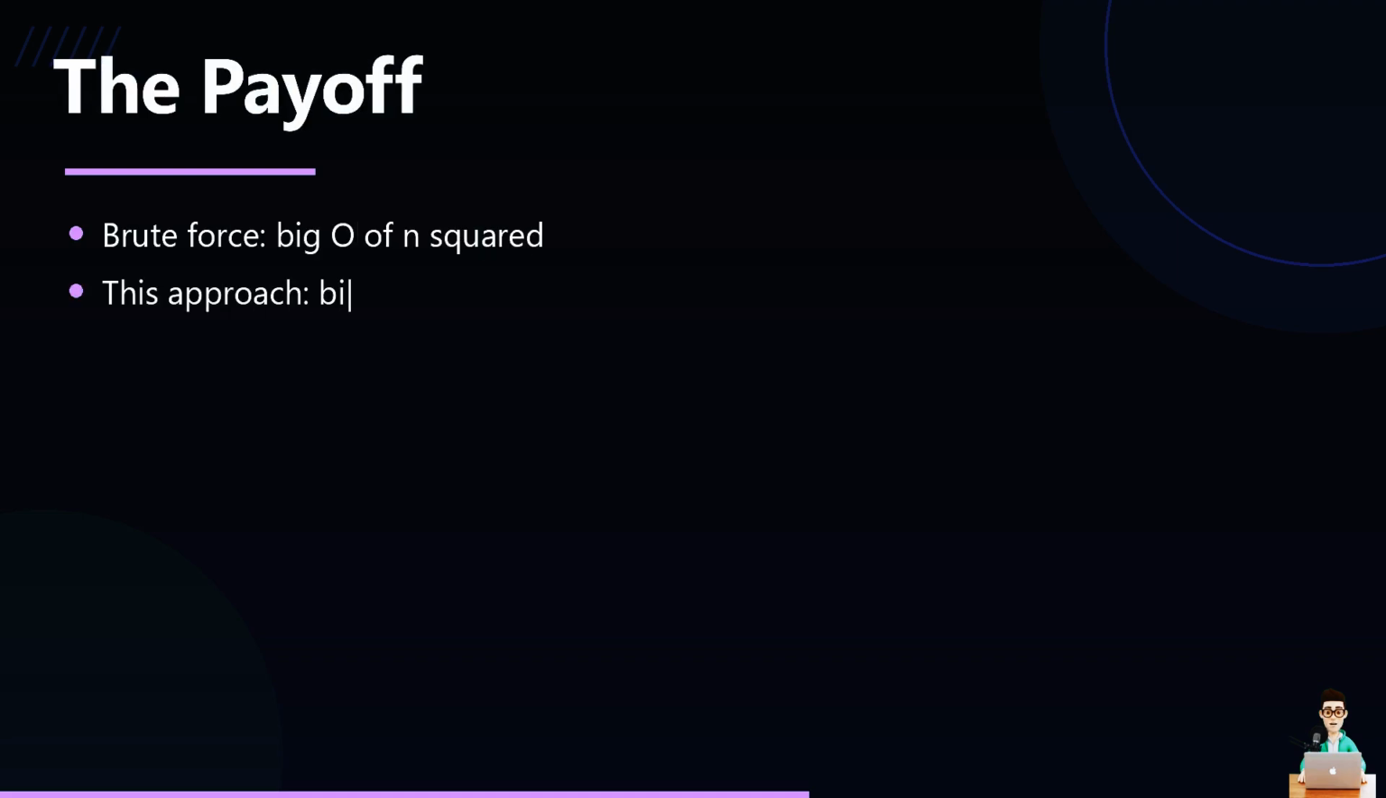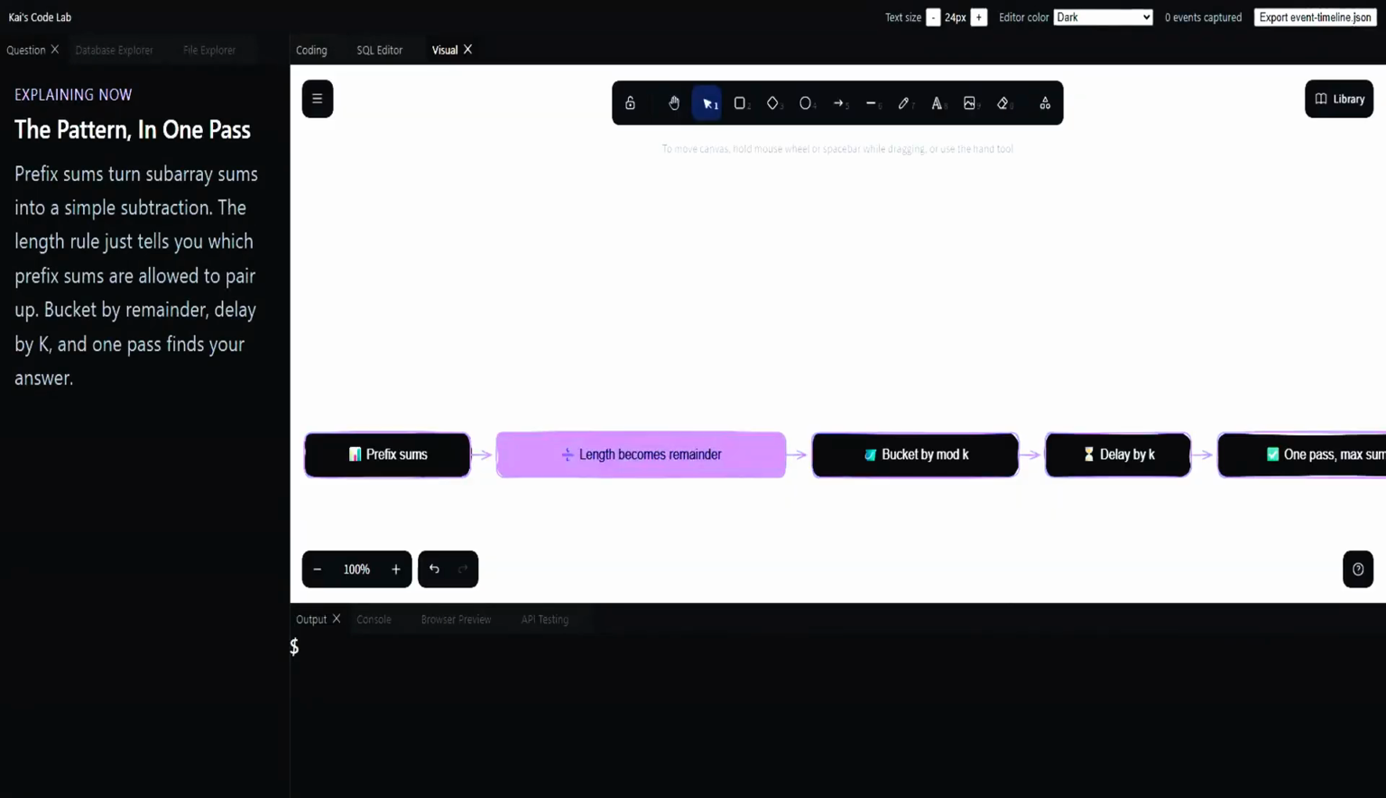Brute force was checking every subarray, roughly n squared work. This one pass, one loop, constant work per step, is just big O of n, and big O of k extra space for the buckets. Prefix sums turn subarray sums into a simple subtraction. The length rule just tells you which prefix sums are allowed to pair up. Bucket by remainder, delay by k, and one pass finds your answer.